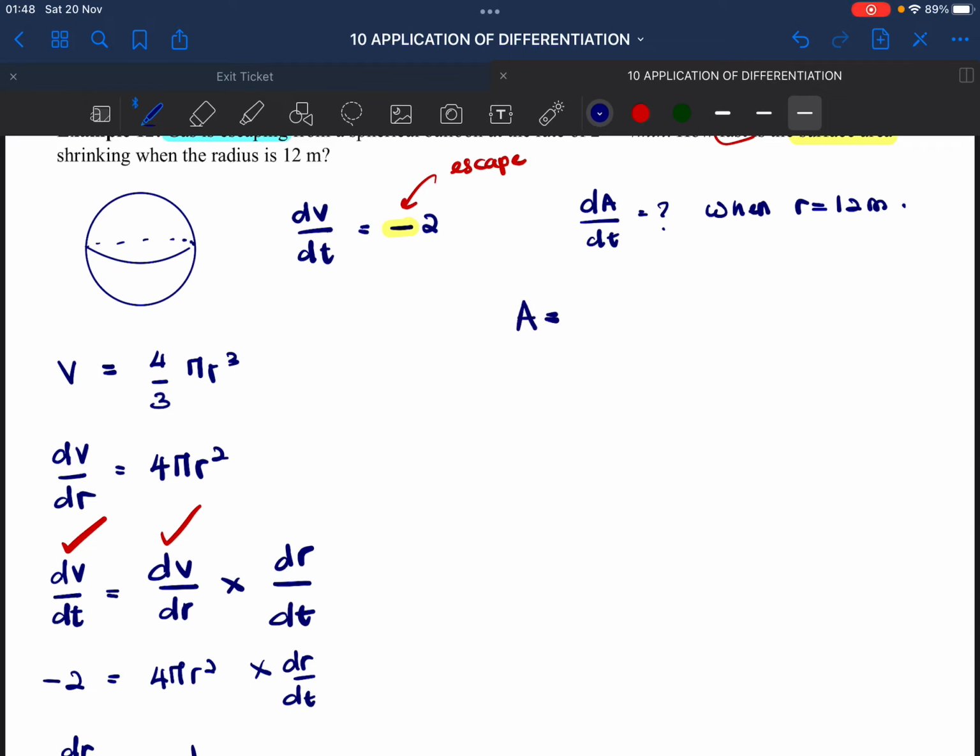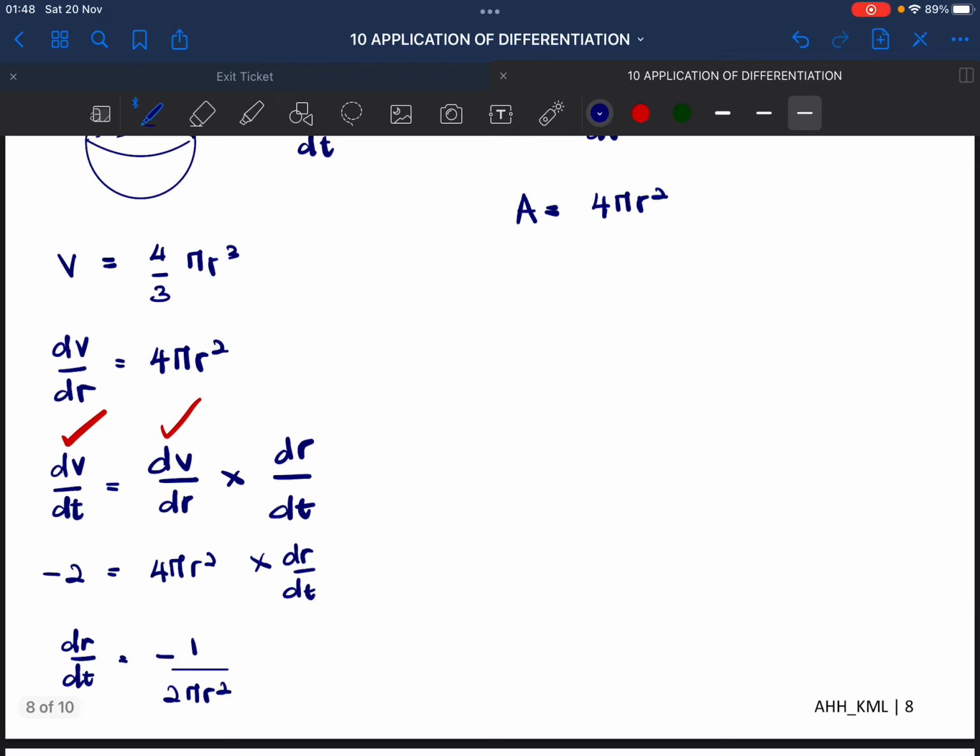So the area for a sphere is 4 pi r square. Now we can differentiate this with respect to r. dA over dr, we are going to get 8 pi r. Once again, we can write our chain rule. dA over dt is equal to dA over dr multiplied by dr over dt.